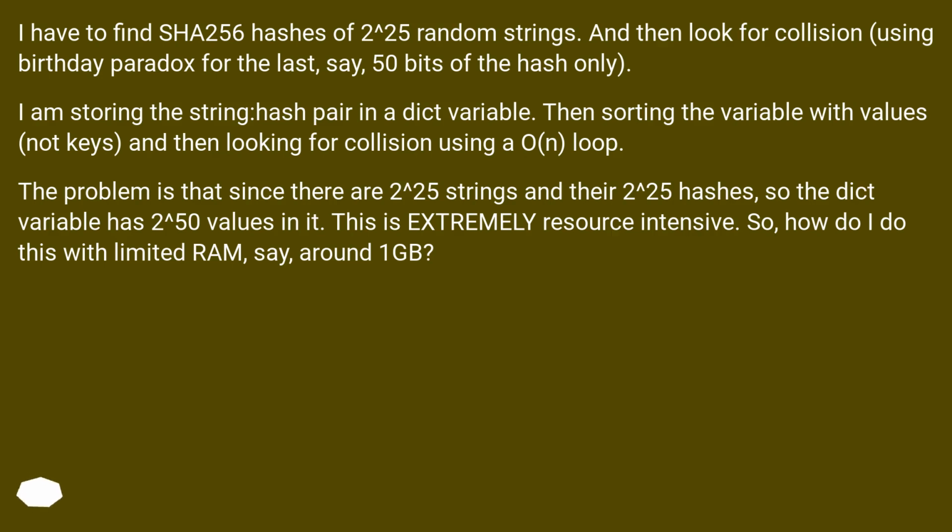The problem is that since there are 2 to the power of 25 strings and 2 to the power of 25 hashes, the dict variable has 2 to the power of 50 values in it. This is extremely resource intensive. So, how do I do this with limited RAM, say, around 1 GB?